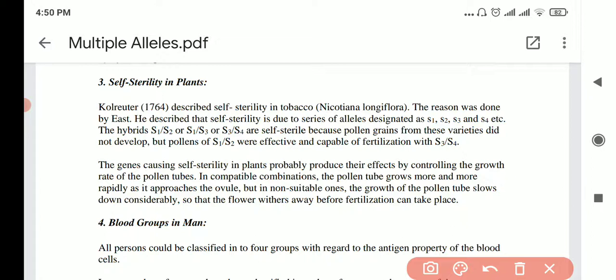So let's read what is written here. The genes causing self-sterility in plants probably produce their effects by controlling the growth rate of the pollen tubes. I've already told you that they control the pollen tube. The pollen tube grows more and more rapidly as it approaches the ovule, but in the non-suitable one, the growth of the pollen tube will slow down, and it will wither away before fertilization can even take place. So, it will not allow. If it is the right one, the cross-pollinated one from a distant plant, it will allow the pollen tube to germinate, but if it's its own pollen tube, it will not allow.